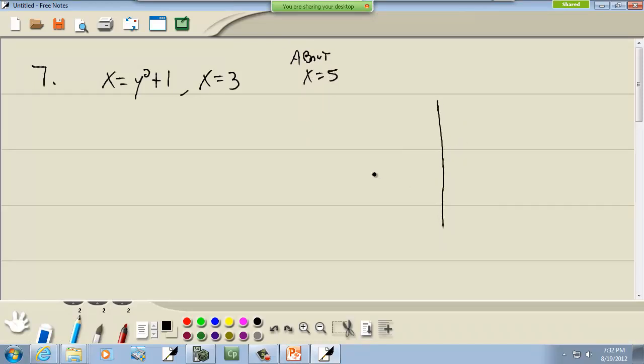Well, let's graph this. Plus 1. So put 0 in for that, and I get 1. Okay. If I put 1 in, that gets x equals 2.